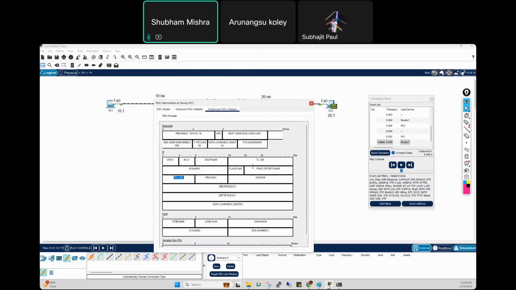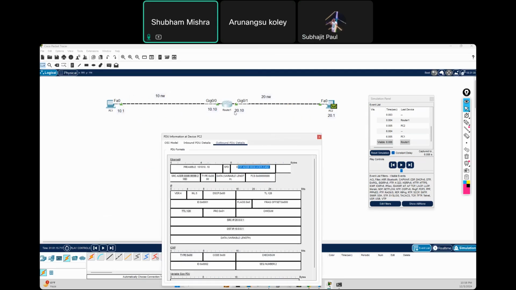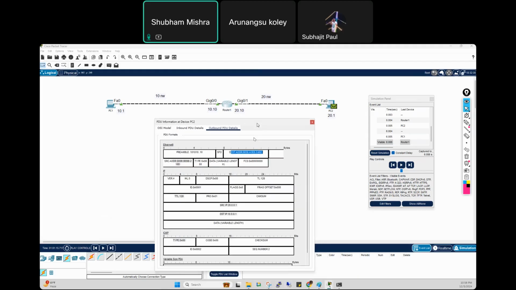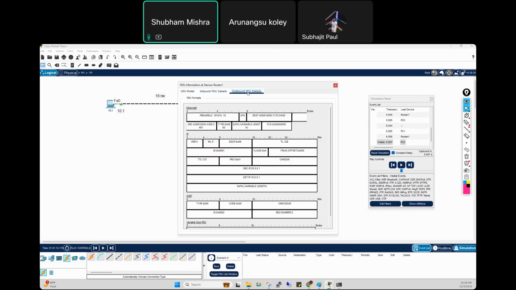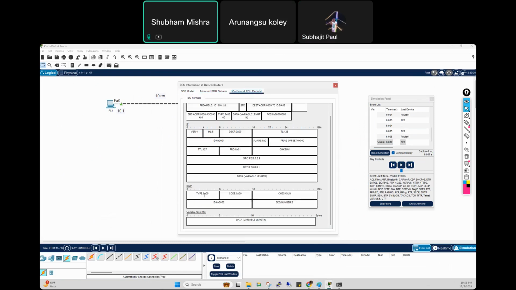Now come to the Ethernet header. Source MAC is the PC number 2 MAC address and destination is C402. That is the MAC address of this router's gig 0/1, the default gateway. PC2 forwards this packet towards the router. What will the router do? The router again performs some modification.